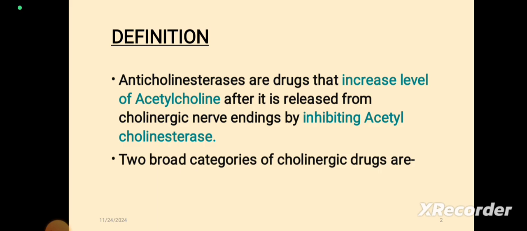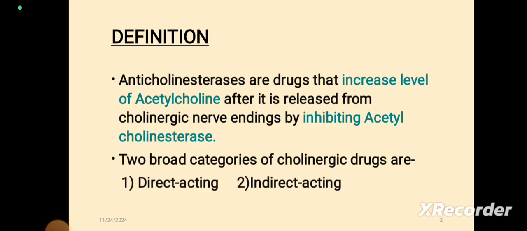Acetylcholinesterase is an enzyme. Cholinergic drugs are divided into two broad categories: direct acting and indirect acting. Acetylcholine is a type of neurotransmitter. Acetylcholinesterases are mostly called enzymes, and anticholinesterases are those drugs that inhibit acetylcholinesterases. So this is the definition, and it comes under the classification of cholinergic drugs.